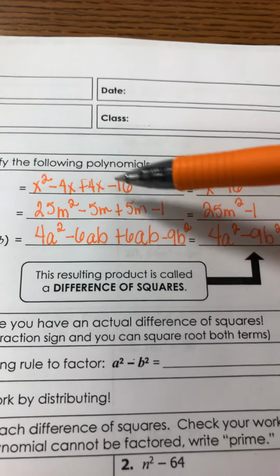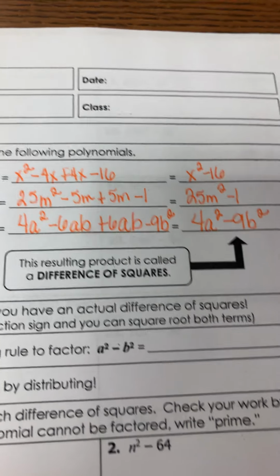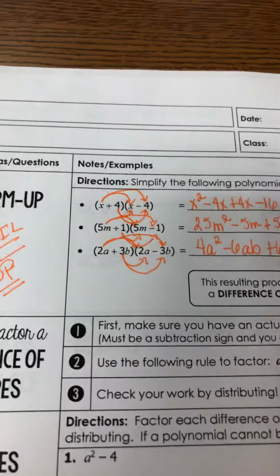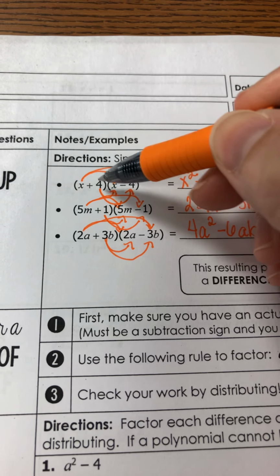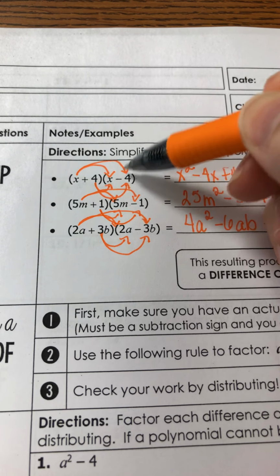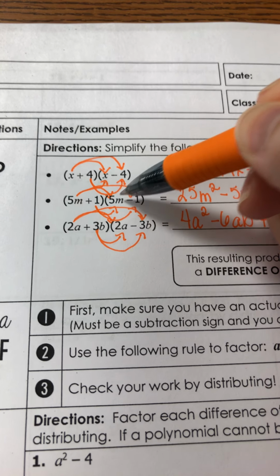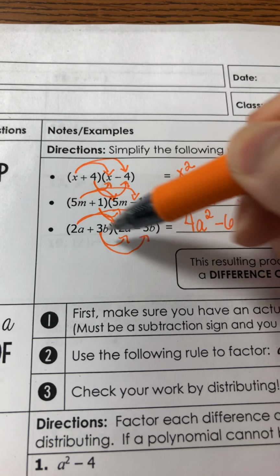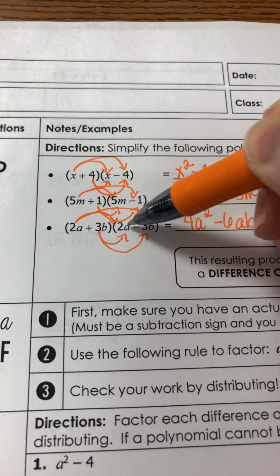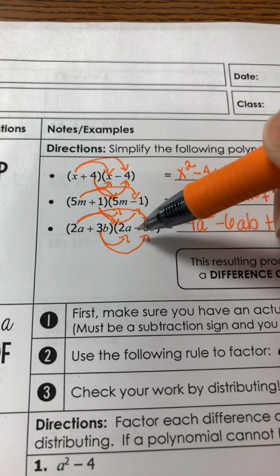Did you notice on all of these the middle terms were opposites? Okay, I wonder why that was. Let's look at the original problems. X plus 4, x minus 4. Everything was the same except for the signs in the middle. We had a positive and a negative. Look here, 5m plus 1, 5m minus 1. Everything was the same except positive and negative. 2a plus 3b, 2a minus 3b. Everything was the same except for positive and negative.